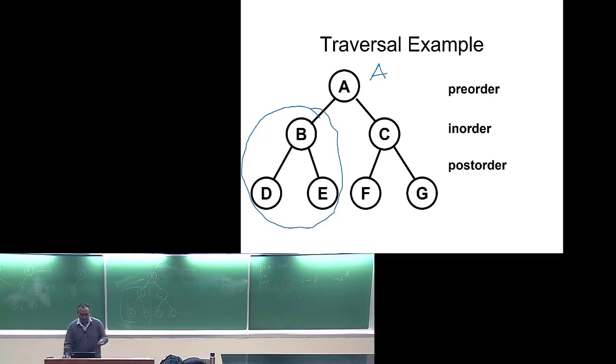Pre-order in this guy, right? Now let's do pre-order on this subtree recursively. The next node, which is the next node? B. After that, it's the left subtree, right? Is this guy over here. Recursively we are doing it, okay?